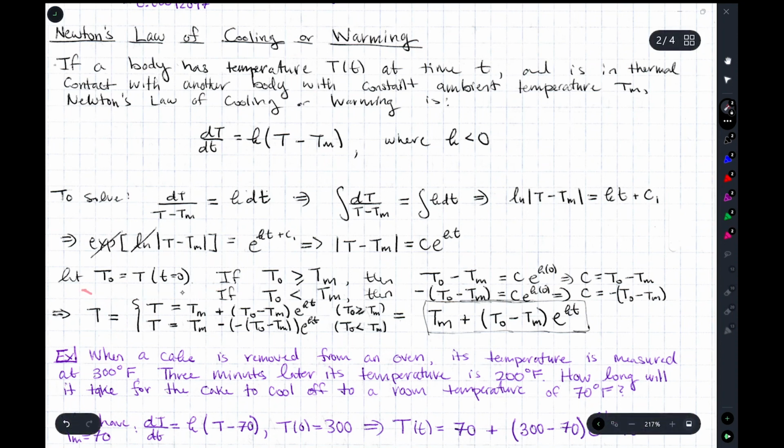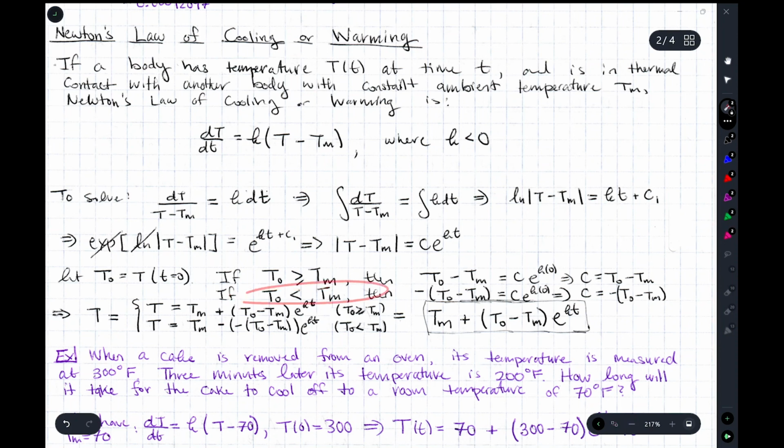Nevertheless, if we let T naught equal T at t equals 0, then when T naught is greater than or equal to Tm, this here is positive, and so you could just ignore the absolute value sign there. That's what the absolute value means. If it's positive, it does nothing to it. And you can fix then C to T naught minus Tm.